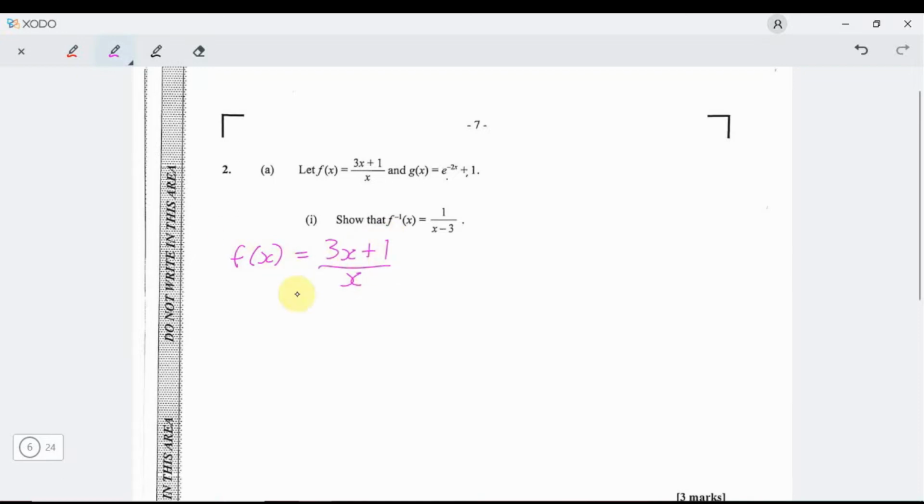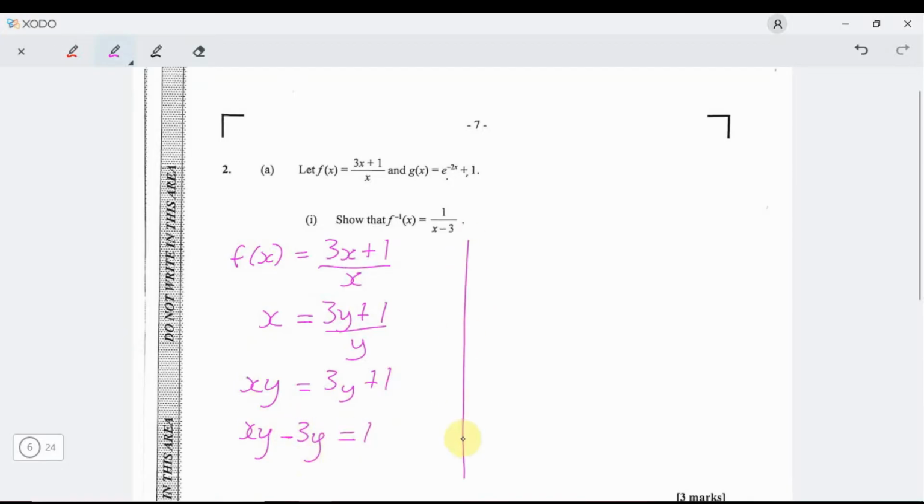So to find the inverse, the first thing we remember is replace f of x with x and x with y. So x equals 3y plus 1 over y. And make y the subject. So cross multiply, so x times y equals 3y plus 1. Bring over the 3y, so we get xy minus 3y is equal to 1. In that case, we can factor out the y, and we have y times x minus 3 is equal to 1. Then we divide both sides by x minus 3.